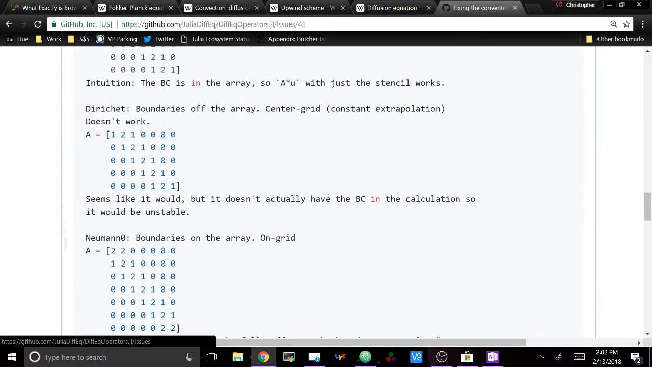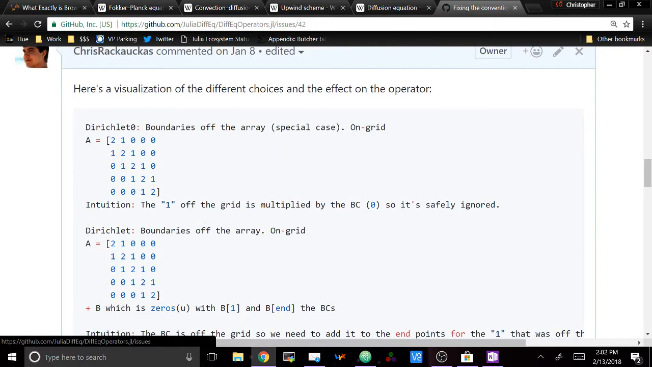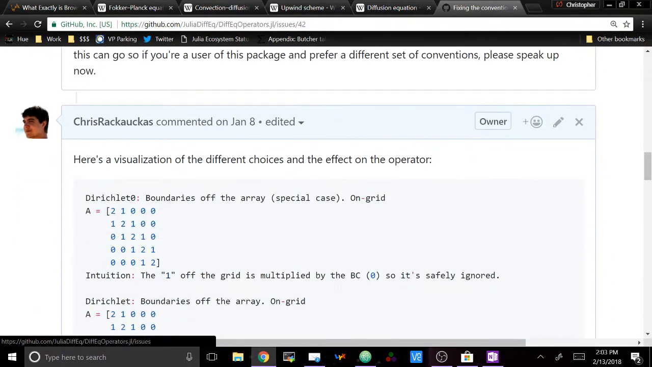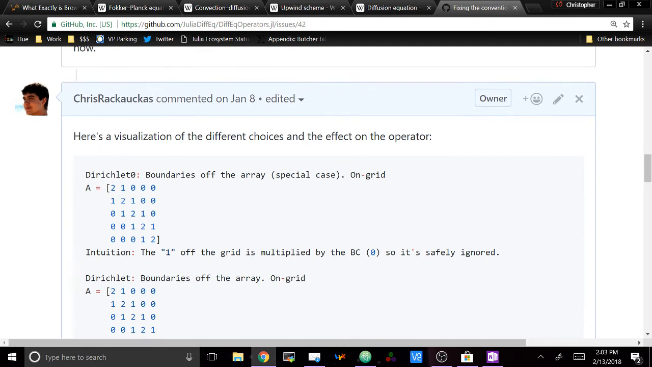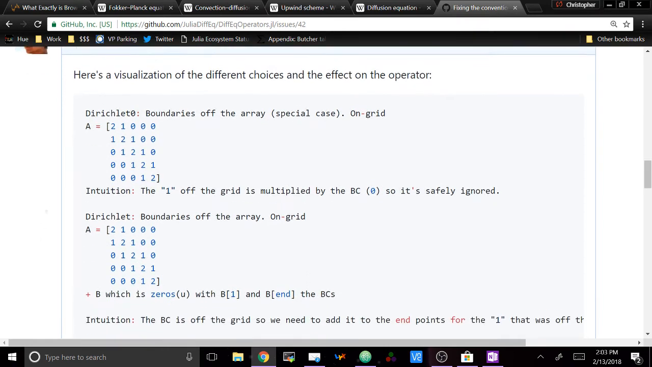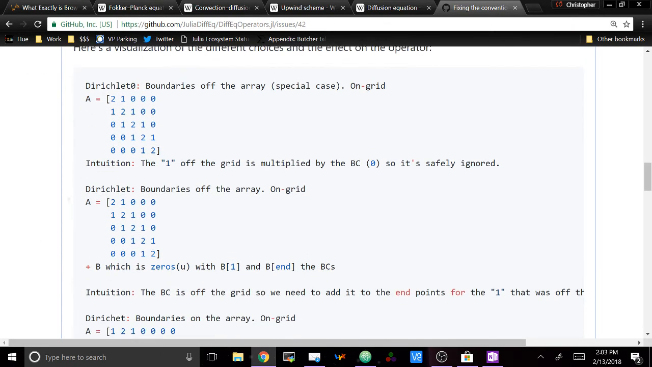So what I describe here is all the different ways that the operator should look, given the different definitions of how, if you have the boundaries on the array and you have Dirichlet 0, our boundaries are off the array and Dirichlet 0, this is what I showed before, and it's just the application of the stencil. So Dirichlet where you say that k equals 0.